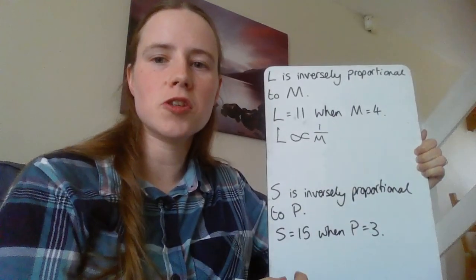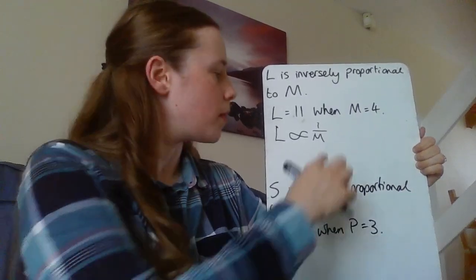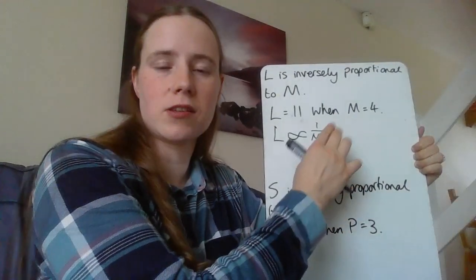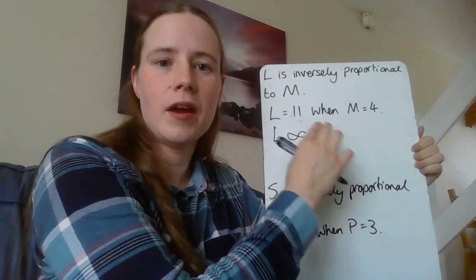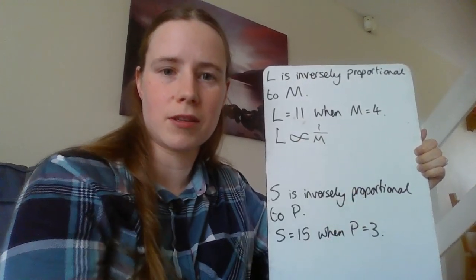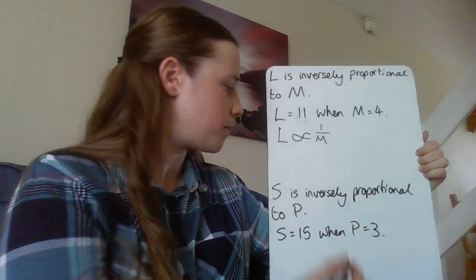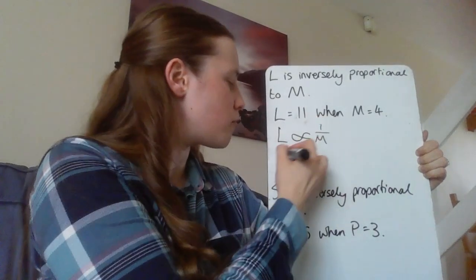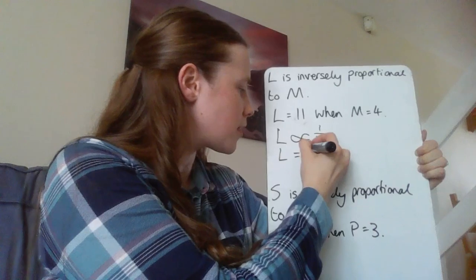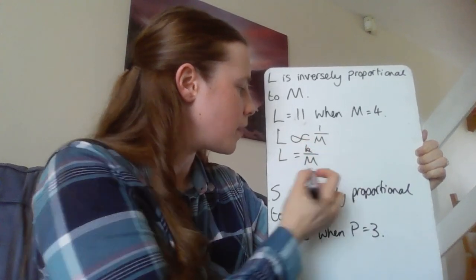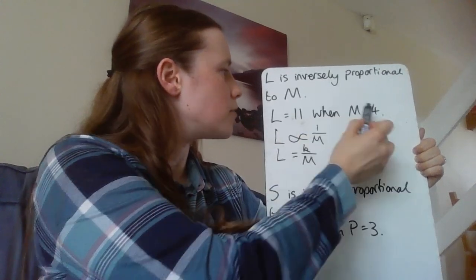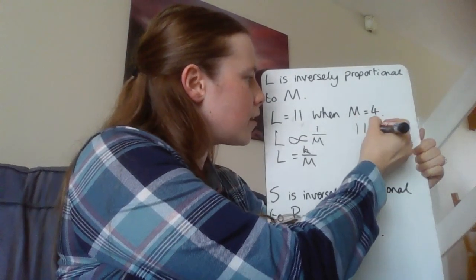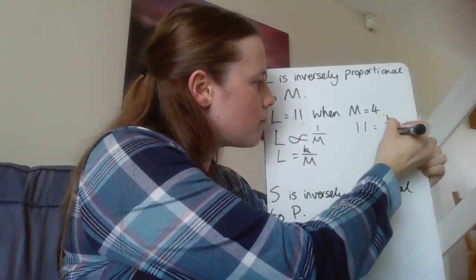Okay, so as soon as you see inversely proportional, this side here has to be a fraction. And as long as you see that word and you remember that that's what it means, you can then follow a process that's quite similar to the ones we've seen before. So if L is proportional to 1 over M, that means that L is equal to K over M. We then, as soon as we've got the form of the equation, put in the two values that we know. So we know that 11 equals K over 4.